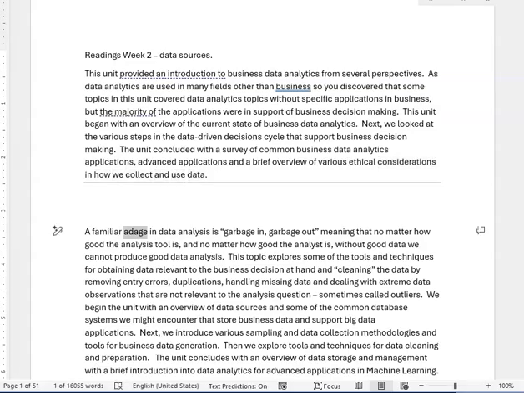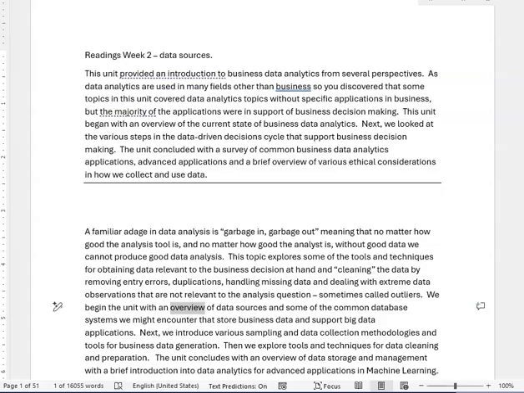A familiar adage in data analysis is "garbage in, garbage out," meaning that no matter how good the analysis tool is, and no matter how good the analyst is, without good data, we cannot produce good data analysis. This topic explores some of the tools and techniques for obtaining data relevant to the business decision at hand and cleaning the data by removing entry errors, duplications, handling missing data, and dealing with extreme data observations that are not relevant to the analysis question, sometimes called outliers.